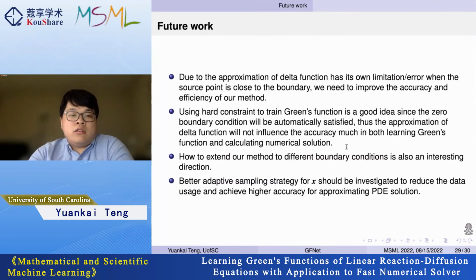And our future work is, firstly, since we need to approximate the delta function to put it as the right hand side to learn this GFNet, how to solve the problem when the source point is close to the boundary is very important to improve the accuracy and efficiency of our method. And then we can consider using a hard constraint to train Green's functions. Since the zero boundary condition will be automatically satisfied, we can ignore the first problem.